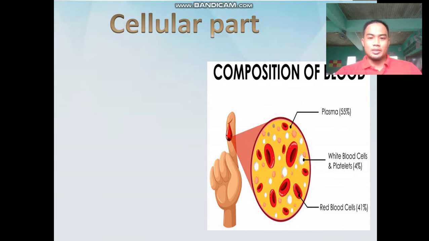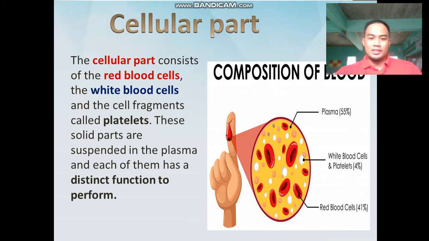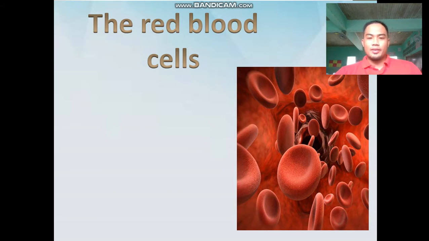So cellular part naman sa aton nga blood is red blood cells and the white blood cells and the cell fragments called platelets. So these solid parts are suspended in the plasma and each of them has a distinct function to perform. So tan-awa ang illustration nga ara sa ubos ko. Okay? So the red blood cells.